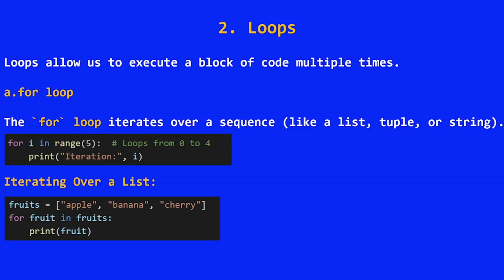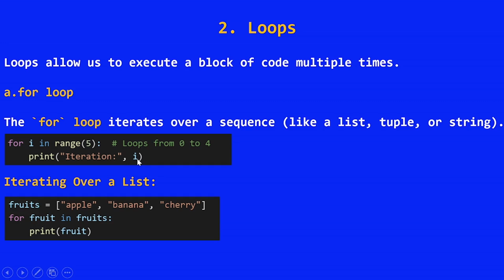The for loop iterates over a sequence like a list, tuple, or a string. If I say iterate, it's like moving over until it reaches the end. For example here, for i in range 5, print iteration, this is just our statement, then i.